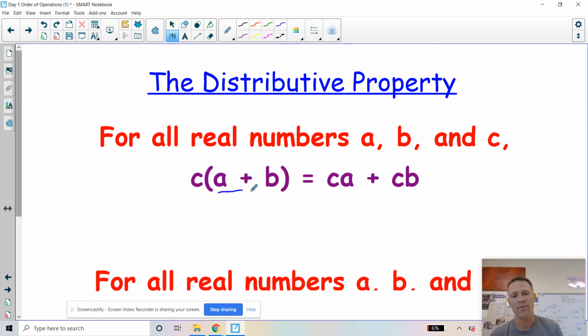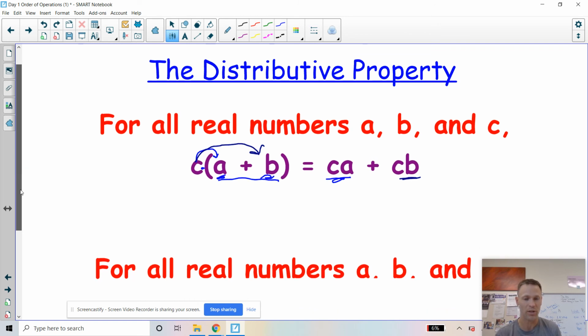So we have parentheses with operations on the inside, either addition or subtraction. All right, giving us terms. A is a term, B is a term. What we do is we take what's on the outside and multiply. That's what this indicates, right? Multiplication. We multiply everything on the inside by what's on the outside. So we have C times A, which gives us the CA. And then we have C times B, which gives us the CB. So it gets multiplied all the way through.